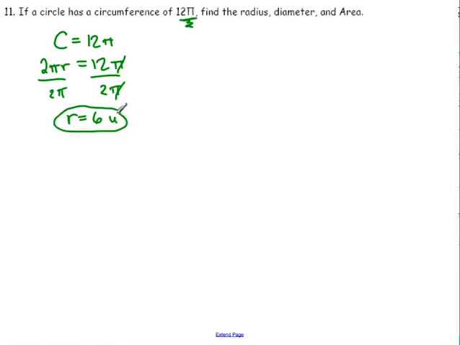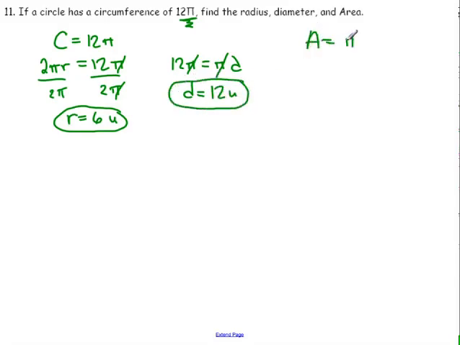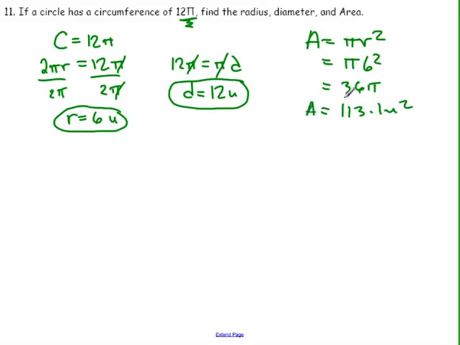Whatever that might be. Similarly, I could have said 12 pi equals pi d. That's another formula that we have. We could cross out the pi's and know that our diameter is then going to be 12 units, whatever that's worth. Finally, finding the area. Area equals pi r squared. That's pi times 6 squared. 36 pi, or when I put that in my calculator, that's going to be 113.1 square units.